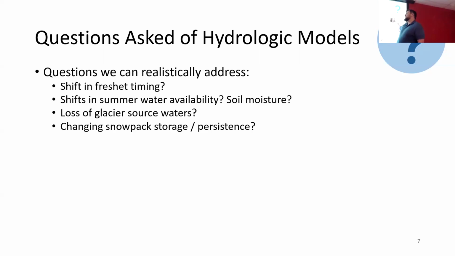We can look at things like shifts in summer water availability. So average over longer timescales, shifts in summer soil moisture. We can look at loss of glacier source waters. We can look at water balance changes on annual scales. What's the change in average annual stream flow? What's the change in snowpack storage or the persistence of snow into the spring? Why can we look at these reliably?